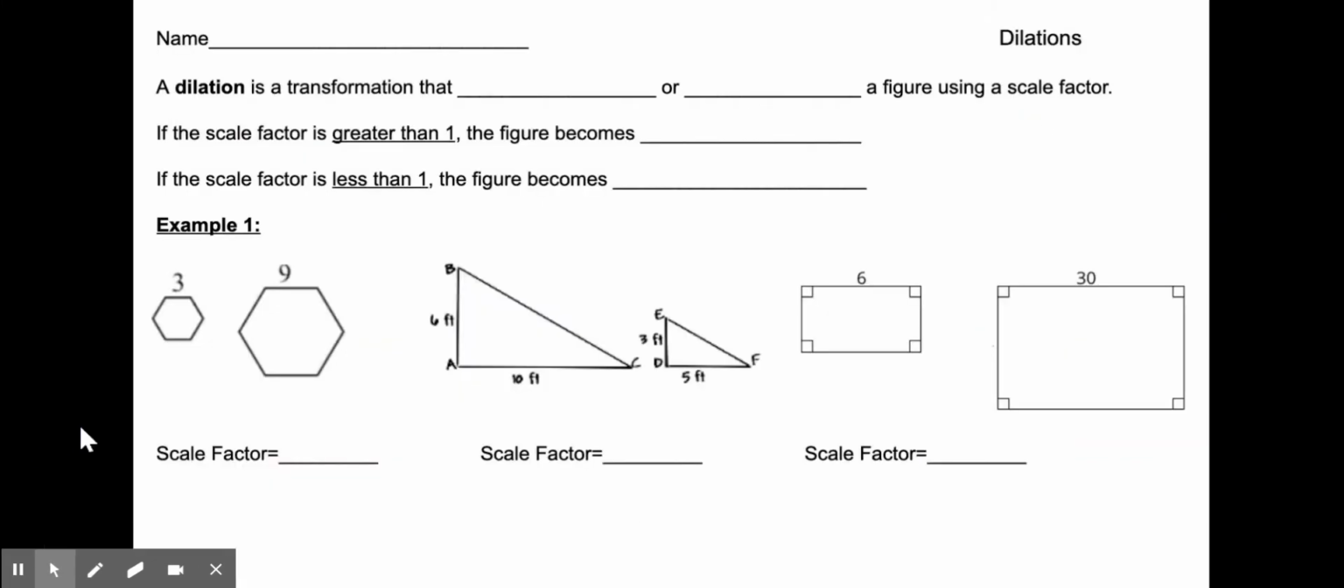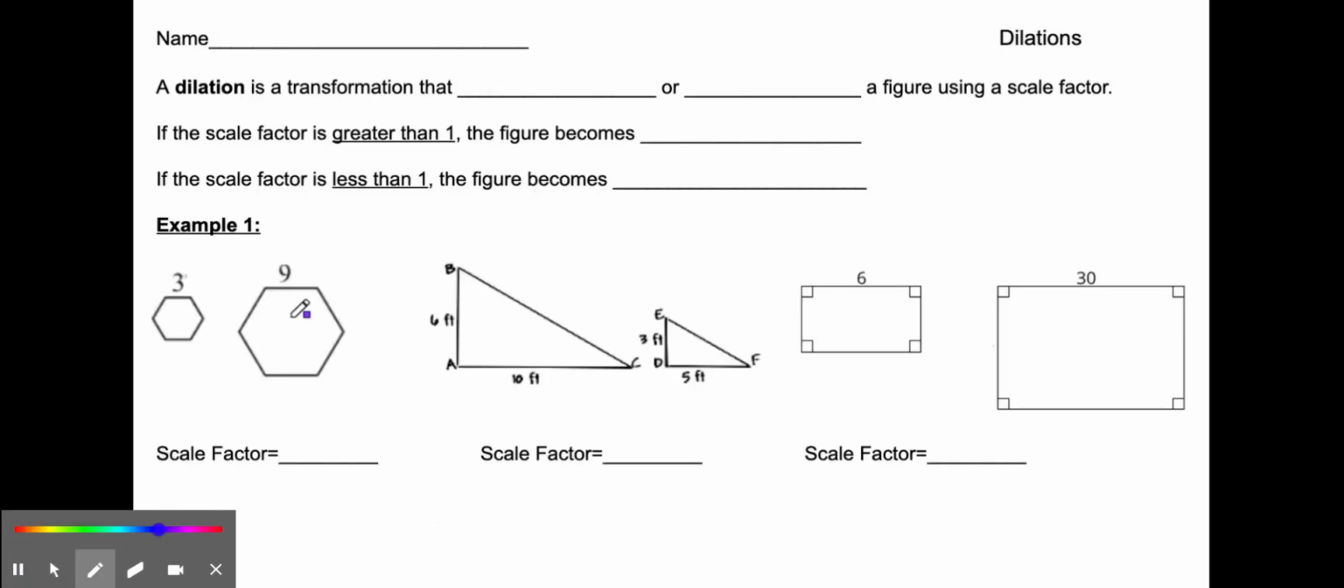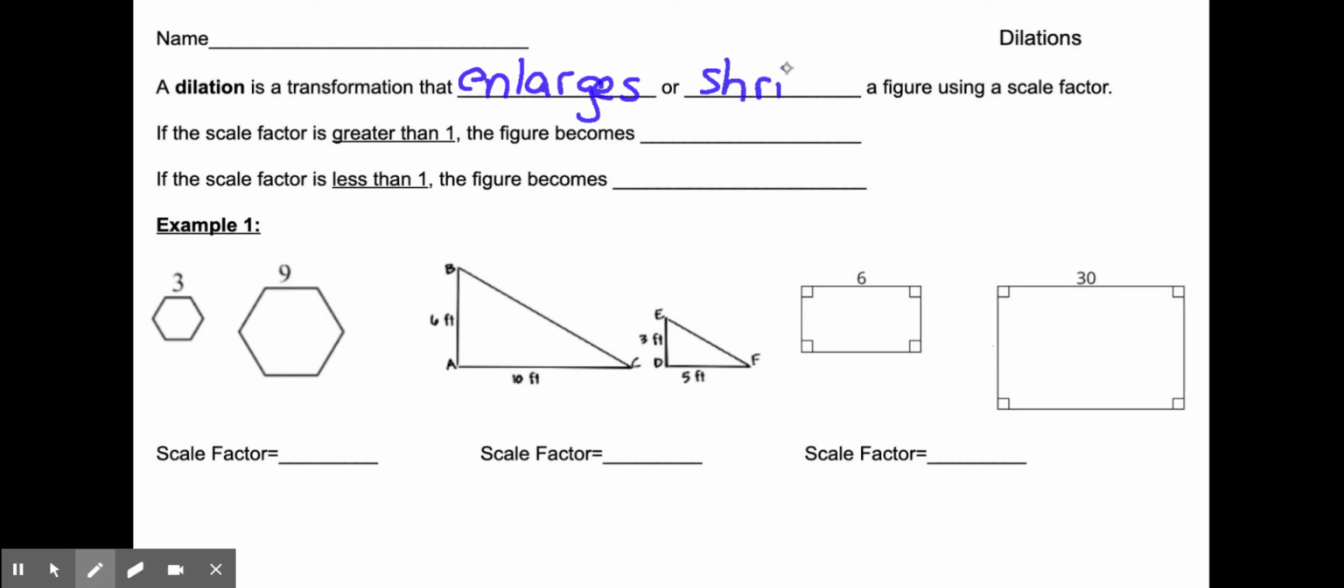So let's review what we know about a dilation. A dilation is a transformation that, hold on a second, I messed up. I forgot to change my pen. Sorry about that. A dilation is a transformation that enlarges or shrinks, reduces, a figure using a scale factor. If the scale factor is greater than 1, like we saw just a minute ago, this figure becomes bigger. And if the scale factor is less than 1, the figure becomes smaller.